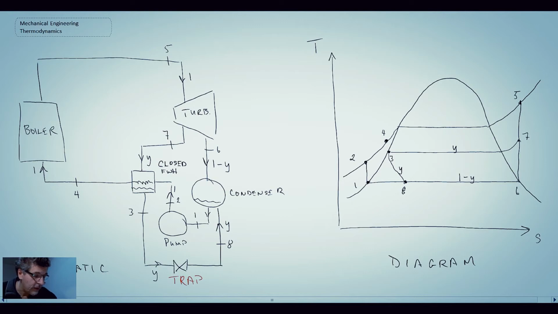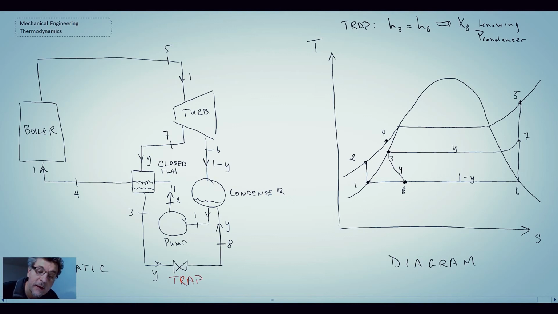Now, traps or throttling processes are characterized as being constant enthalpy processes, and consequently, what we can say is that in the trap, H3 equals H8, so it's a constant enthalpy process. The enthalpy will not change. And with that, if we can determine H3, we then know H8, and from that, we can then get the quality at 8, and that is assuming that we know the pressure within the condenser. So that's one thing we can do here.